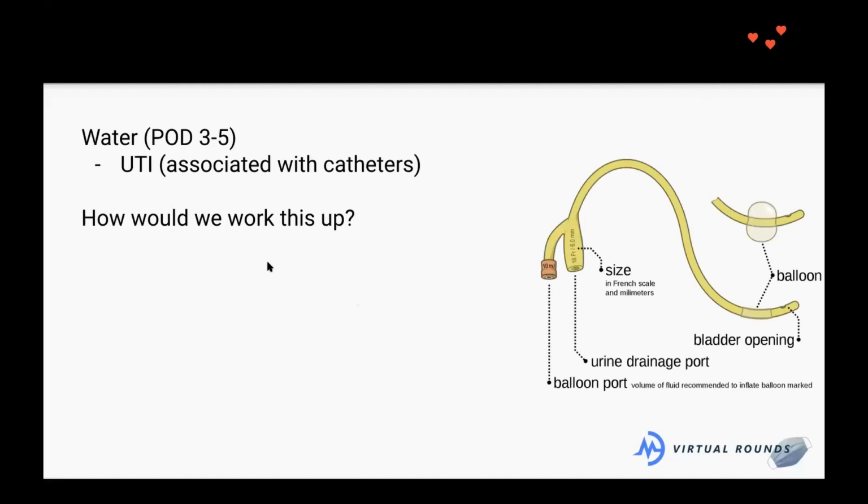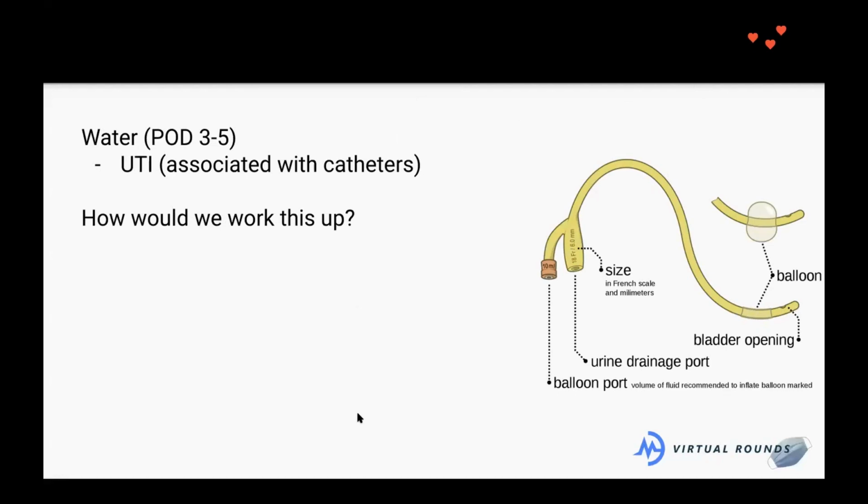This is the UA and the UTI associated with catheters. This is what the catheter looks like. We've put this part into the urethra, and then we blow up this little balloon, which here is right here, and it just kind of keeps it in place. And so this balloon has been in our patient for a lovely 3 days. So how do we want to work this patient up for a UTI?